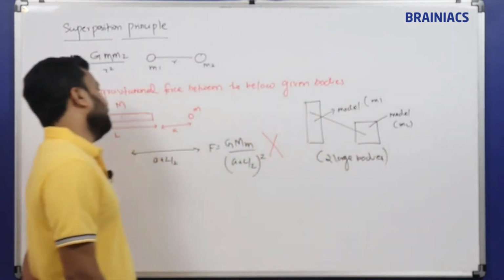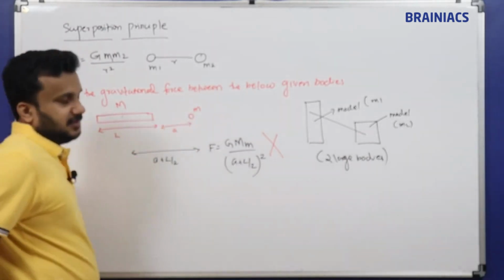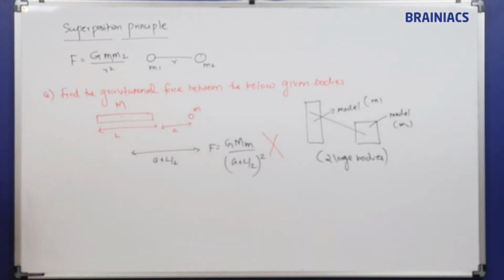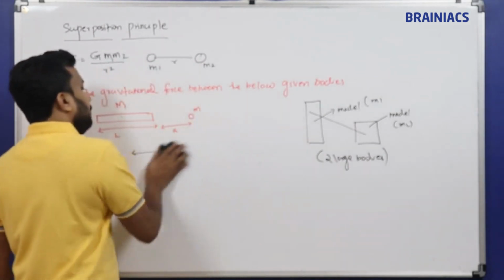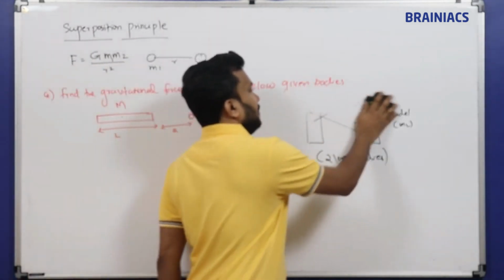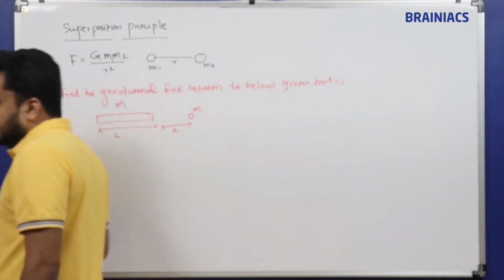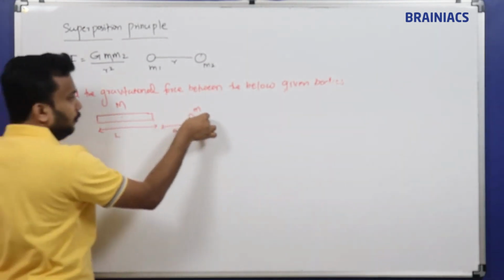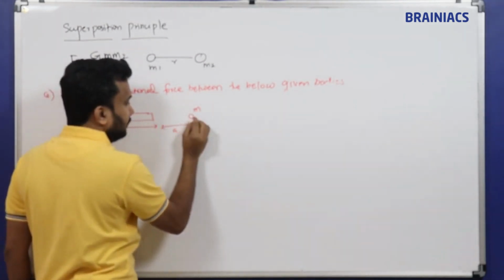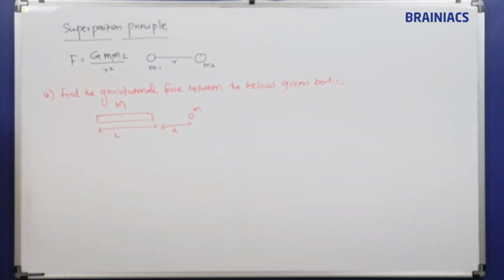But the situation here is different. This is like one point mass with another bigger mass. Whatever I am writing on the board should be in your notebook. So if it is one block with another point mass, then the situation is different. Why I am saying the situation is different: small m will be here and capital M will be there also.